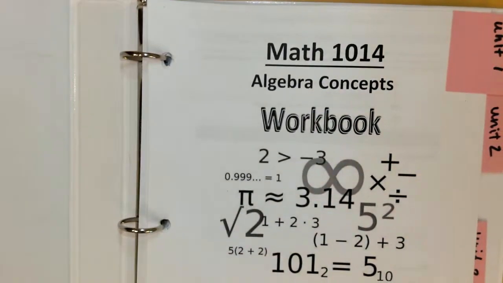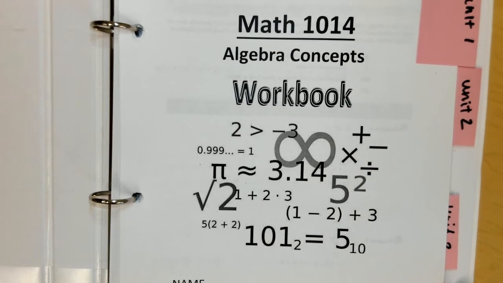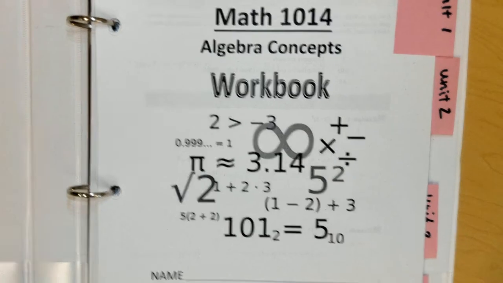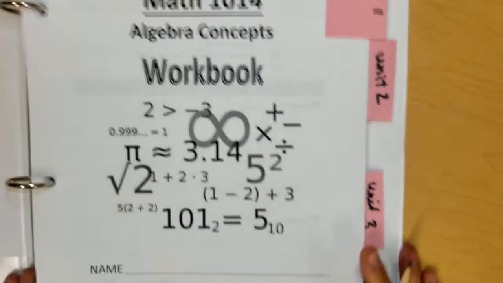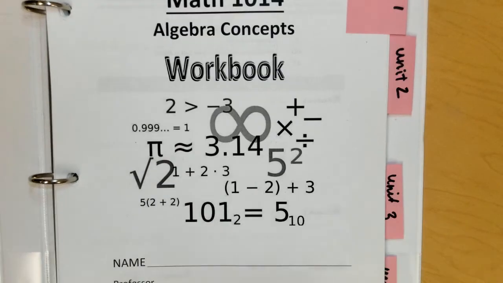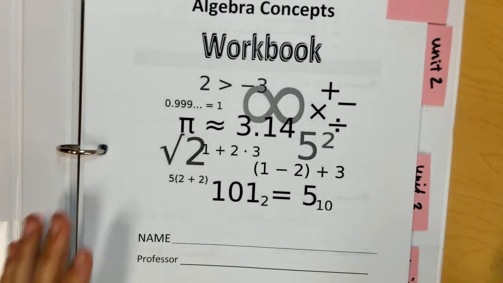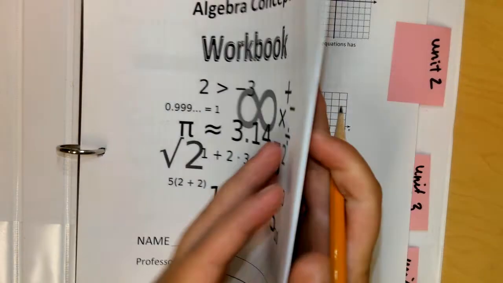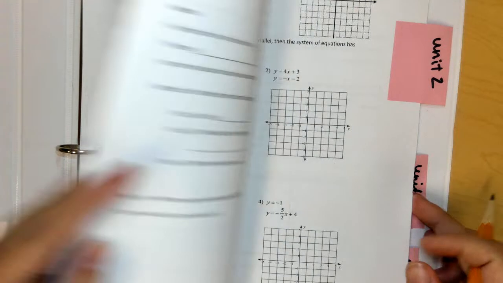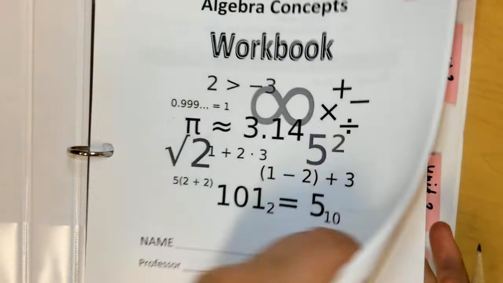I put all of my pages in this nice little binder, and you'll see that the workbook that you have looks just like this. I also put little tabs in here to label the different units that I explained in the syllabus so that you know which lessons go to which test. So up until this tab, this is all the first unit test, and then the second section is the second unit test, and so on and so forth.